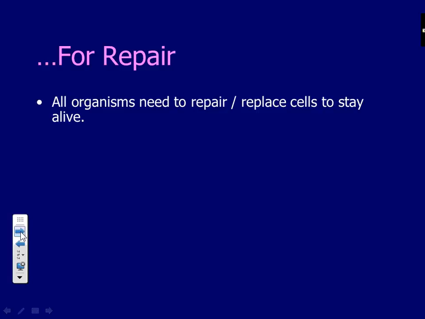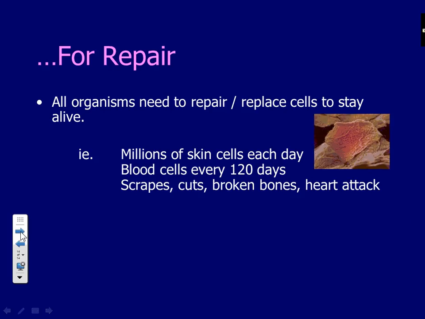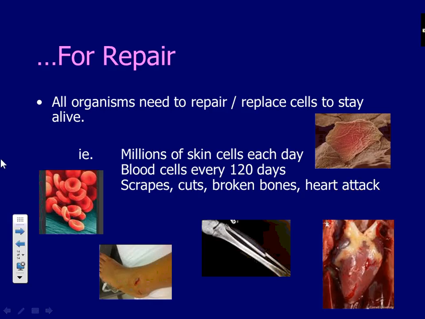And for repair. Hold on one second. That was my last slide. So for repair, just write down: all organisms need to repair/replace cells to stay alive. That's all I need you to write. I don't necessarily need you to write the fact that millions of skin cells die each day, blood cells are replaced every 120 days, scrapes, cuts, broken bones, etc. Don't write that down. It's obvious that whenever something happens to some cells in your body due to some kind of traumatic situation, those cells may die. But in the end, it's just a few cells dying, and therefore they can be repaired.